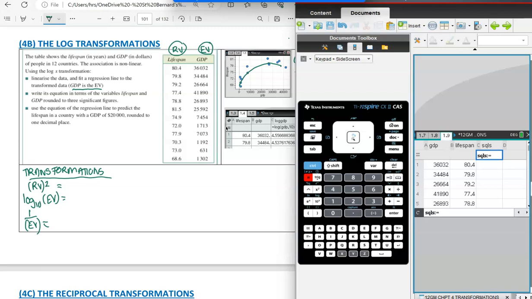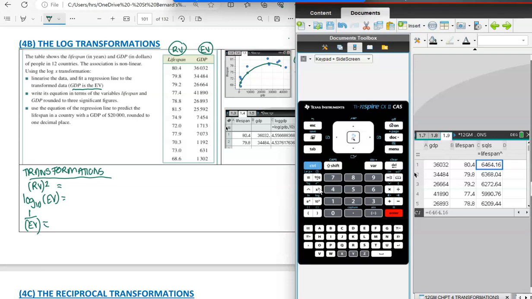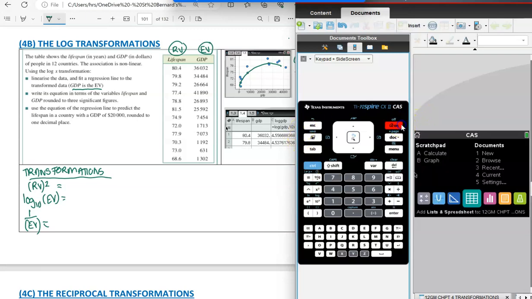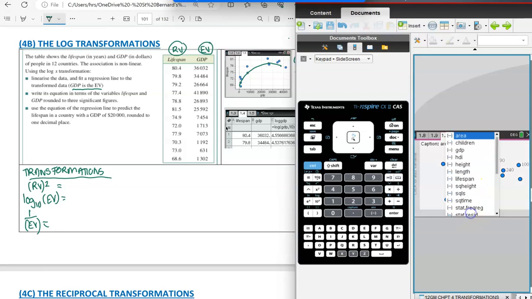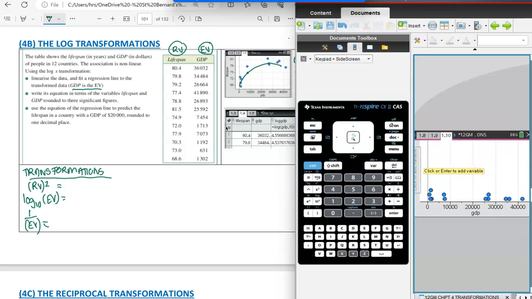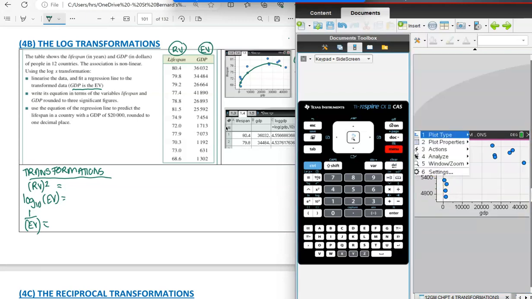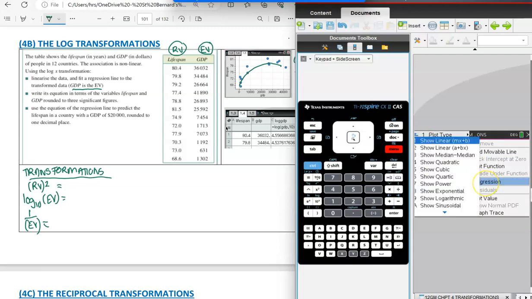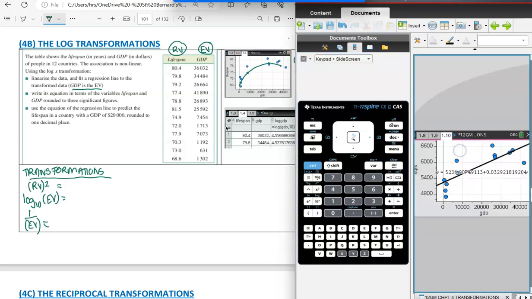Now, I want to square the lifespan values. So I have to type in lifespan until it goes dark, then the calculator knows. Then I just press the square button and press enter. It's now squared all those values. I didn't change GDP. I only changed the RV and called it square lifespan. It doesn't look too straight to me, so let's go and analyze regression, A plus BX.